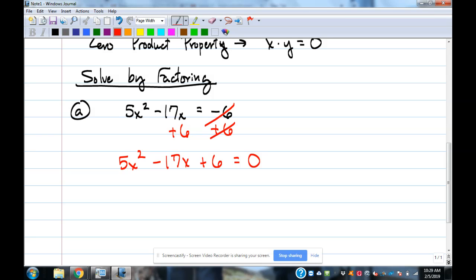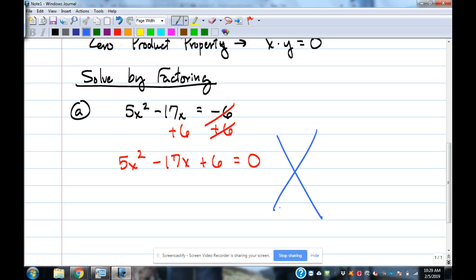Okay, next thing to do is go through your rules of factoring. So the first one you look for is what? Descending order, and then greatest common factor. Do 5, 17, and 6 have anything in common? No. So the next thing is count the terms. How many terms are on the left side there? 3. So that tells me to use what method?